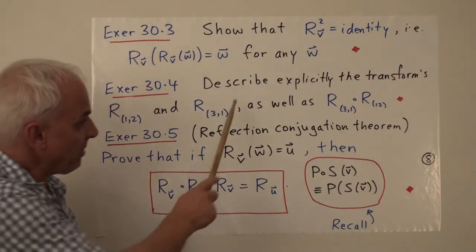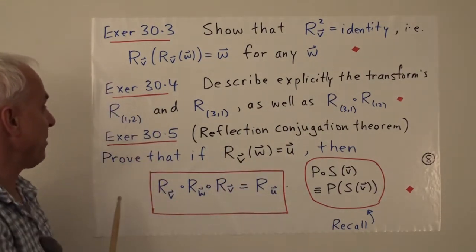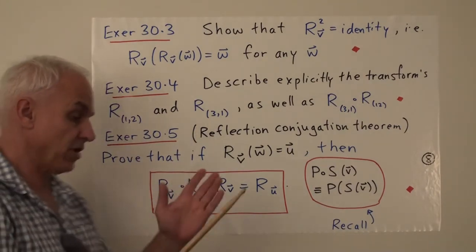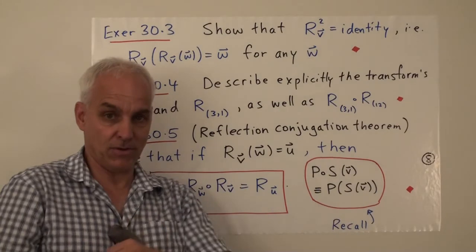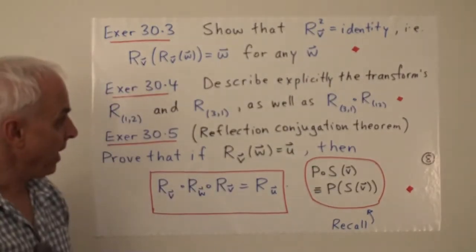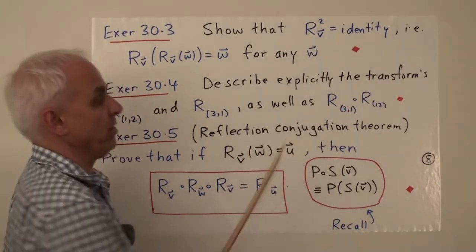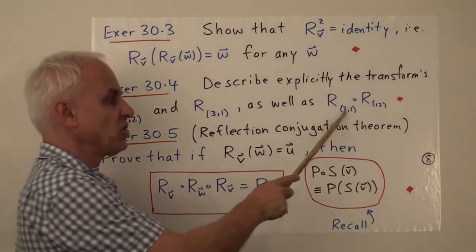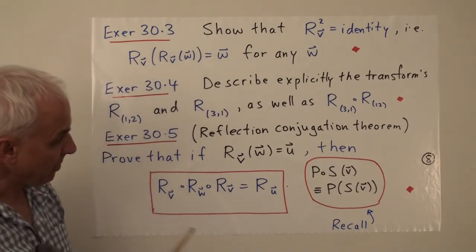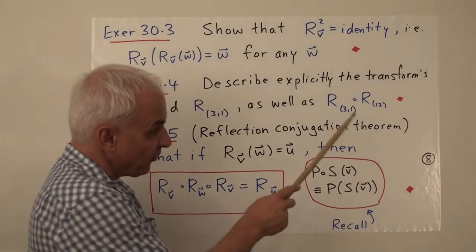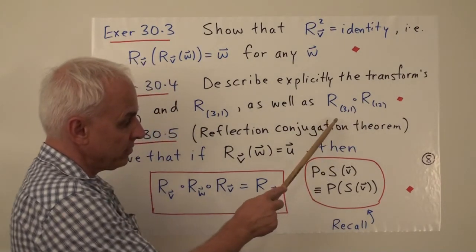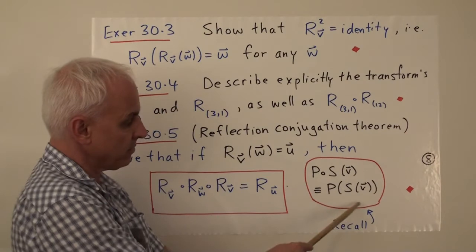Next exercise, describe explicitly the linear transformations r sub 1, 2 and r sub 3, 1. Okay, just draw some diagrams so you see exactly what those reflections are doing to general points or vectors, as well as this composition. So here's a composition of two linear transformations where you do one and then the other. And I remind you that our convention is that we'll do this one first and then we'll do this one. And I've just reminded you here.